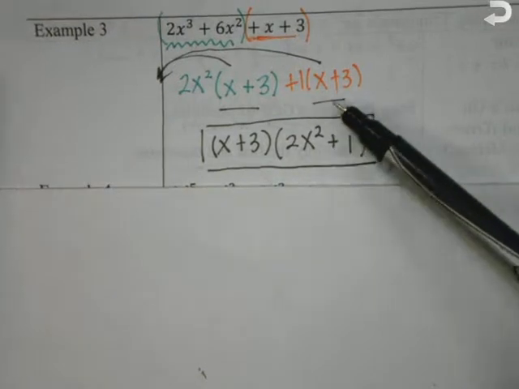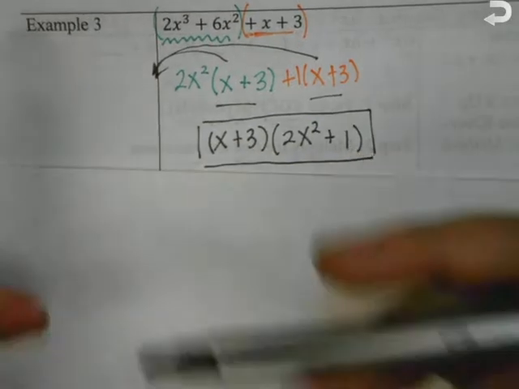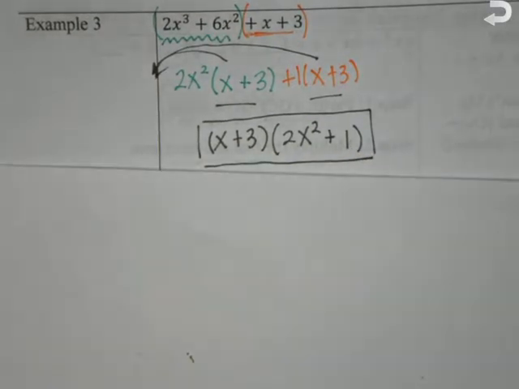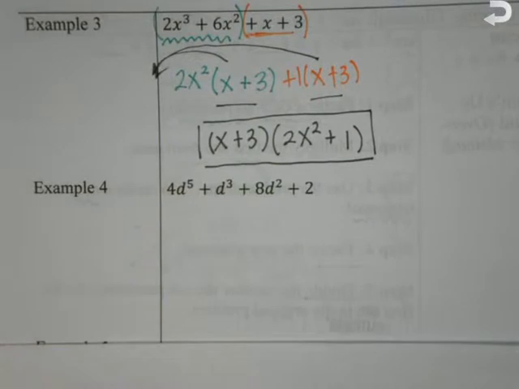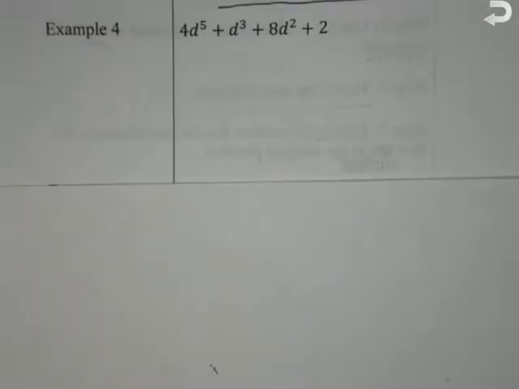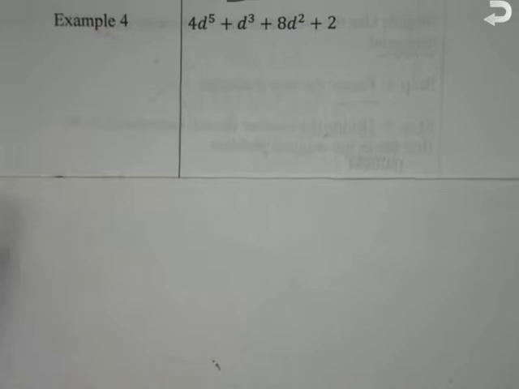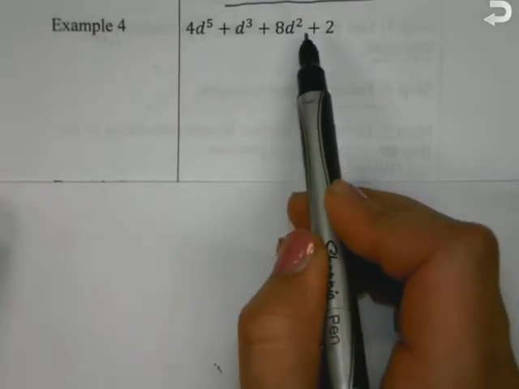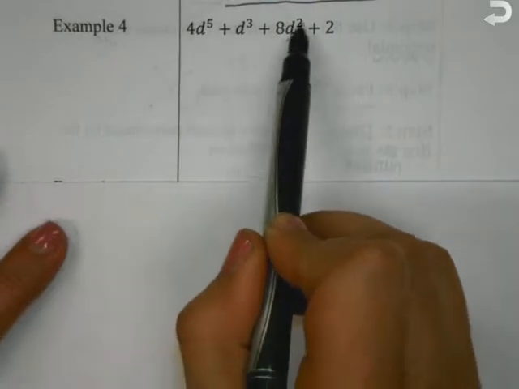Okay, example 4. 4d to the 5th plus d to the 3rd plus 8d squared plus 2. Okay, we have 1, 2, 3, 4 terms, so I know I'm going to use grouping. D to the 5th, d to the 3rd, d squared, d to the 0, so everything's in descending order, so I'm going to group the first 2 terms and the last 2 terms.